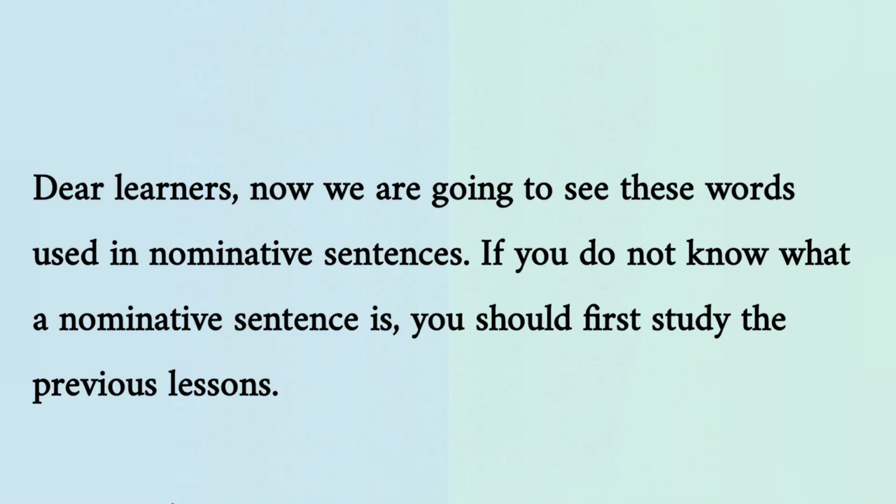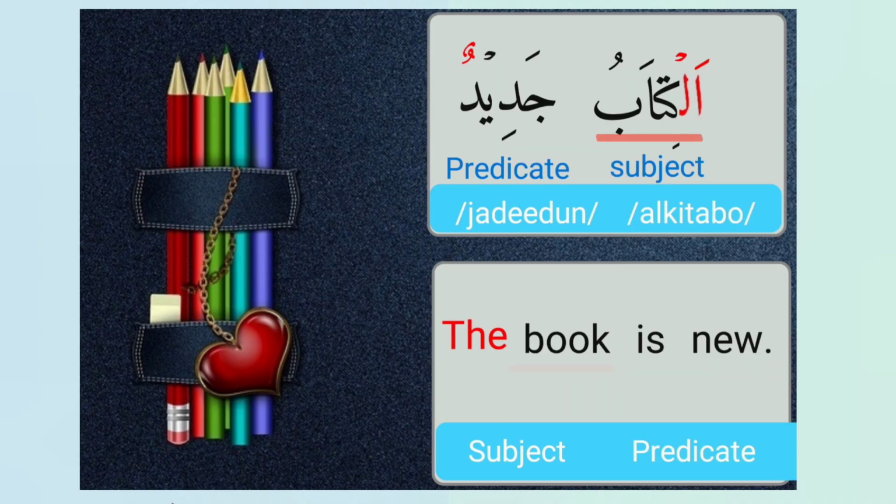مؤمنة. Dear learners, now we are going to see these words used in nominative sentences. If you do not know what a nominative sentence is, you should first study the previous lessons. A nominative sentence begins with a noun. It consists of two parts: the subject and the predicate. The subject is usually definite, so it often takes the definite article, al, which corresponds to the English word, the. The predicate is usually indefinite and therefore ends with tanwin, nunation.